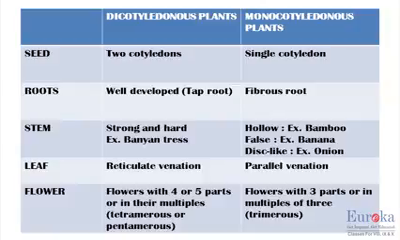The leaf of the dicotyledonous plants has reticulate venation. The leaf of the monocotyledonous plants has parallel venation. The flower of the dicotyledonous plants is with 4 or 5 parts or in their multiples, that is tetramerous or pentamerous. The flower of the monocotyledonous plants is with 3 parts or in multiples of 3, that is trimerous.